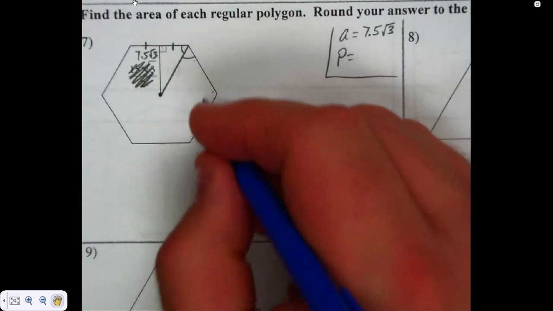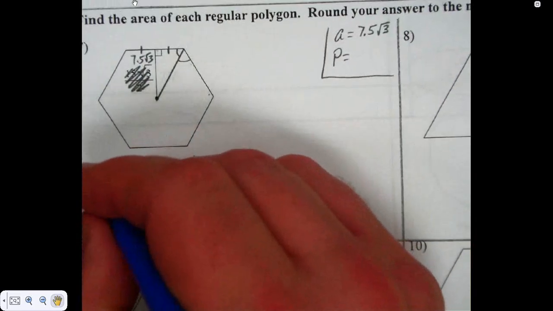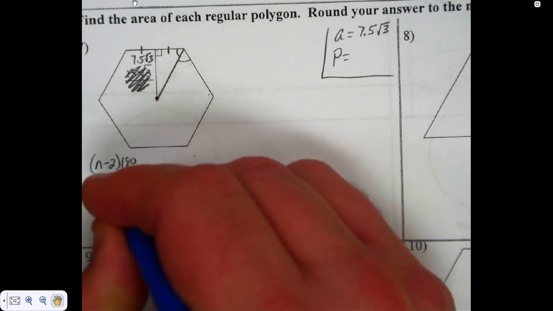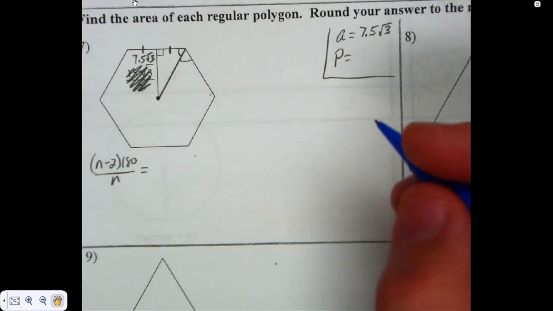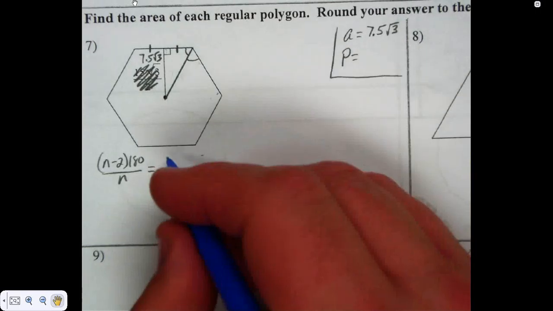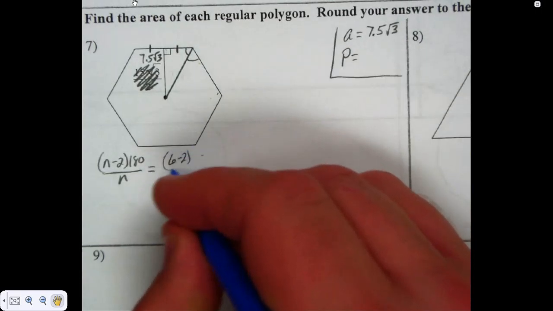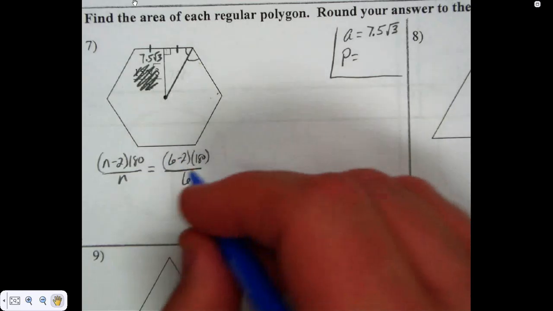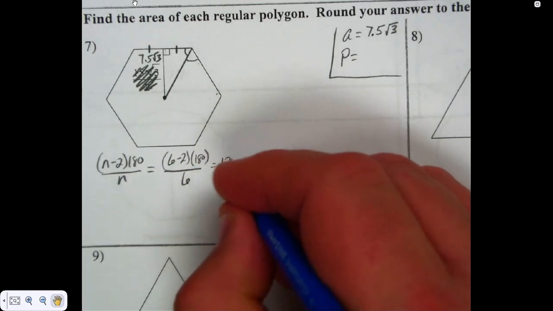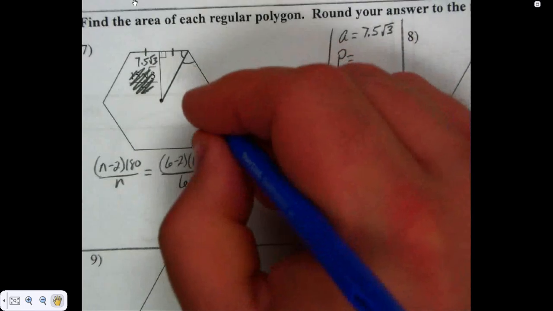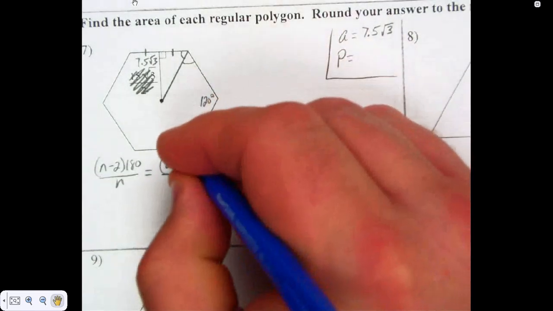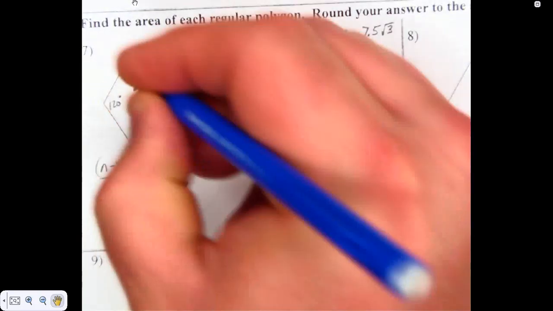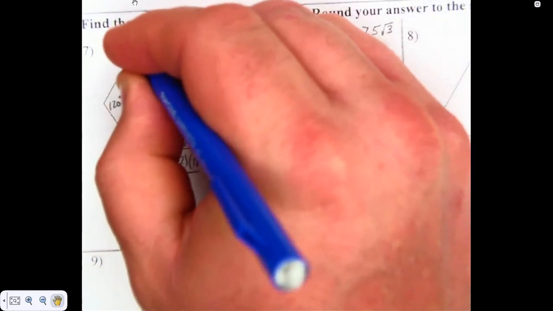Now I can find the base angle of any regular polygon by going n minus 2 times 180 divided by n, and n is the number of sides. How many sides does this have? 6. So it'd be 6 minus 2 times 180 divided by 6, which is 120. So this angle here is 120 degrees. This one is 120 degrees, 120 degrees, 120 degrees, 120 degrees.